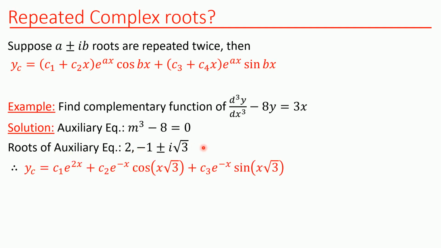So yc will be, for the first root which is real, c1 e raised to 2x plus, now we have complex roots whose real part is minus 1 and imaginary part is root 3. So a is minus 1 and b is root 3, and therefore we get c2 e raised to minus x cos root 3x plus c3 e raised to minus x sin root 3x. This is how we can find the complementary function for such examples. Thank you.